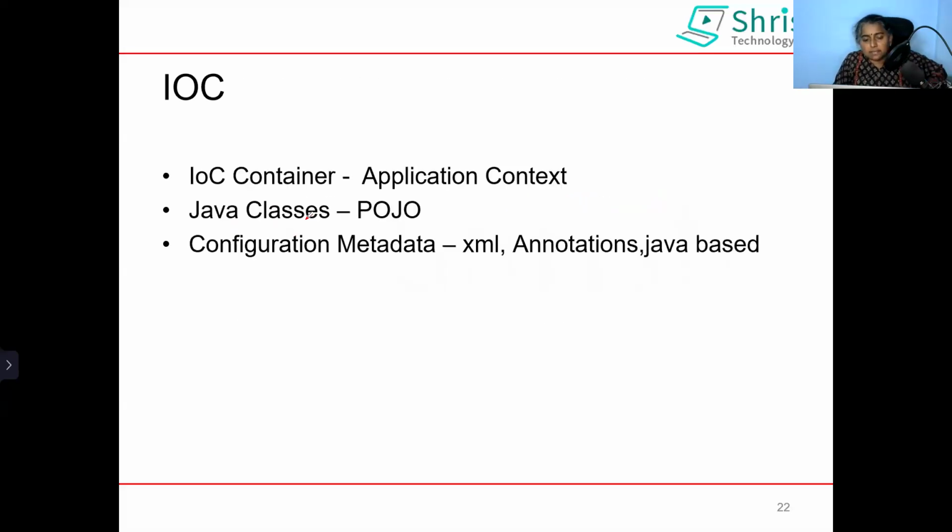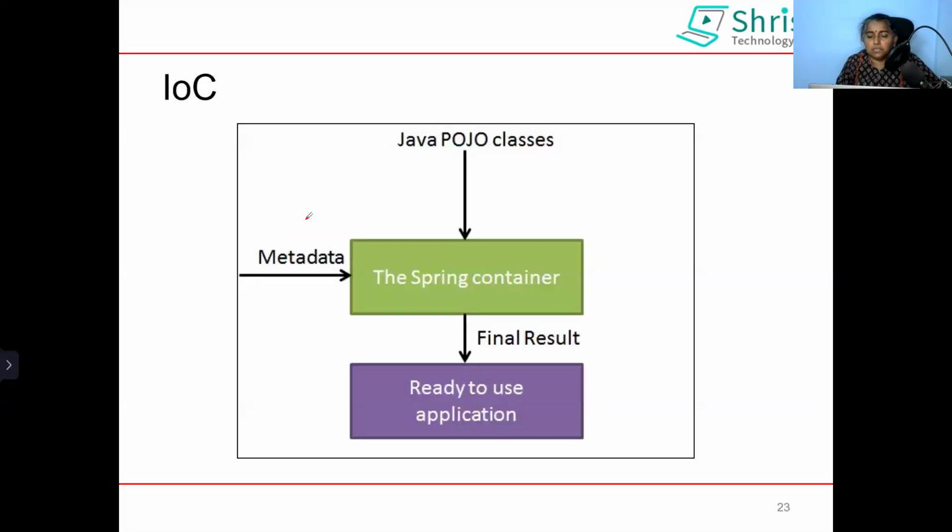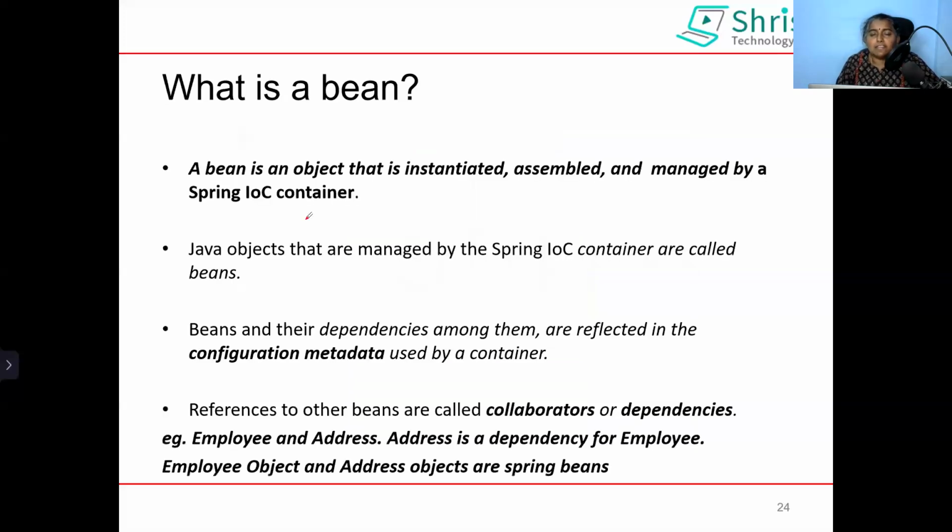Okay. Now, guys, this is the one which we were talking about. Java, POJO classes, metadata, Spring container. Now you have a ready-to-use application. Okay. Now, what is a Spring Bean? A Spring Bean is a Java object that is created, assembled and managed by the IOC container. Whatever objects are created by the IOC container are called Spring Beans. This is all very clear. I hope it is clear till now, right? Some questions? Yes.